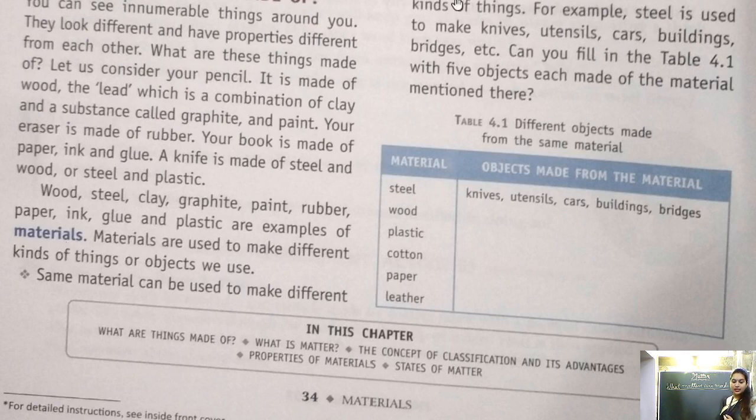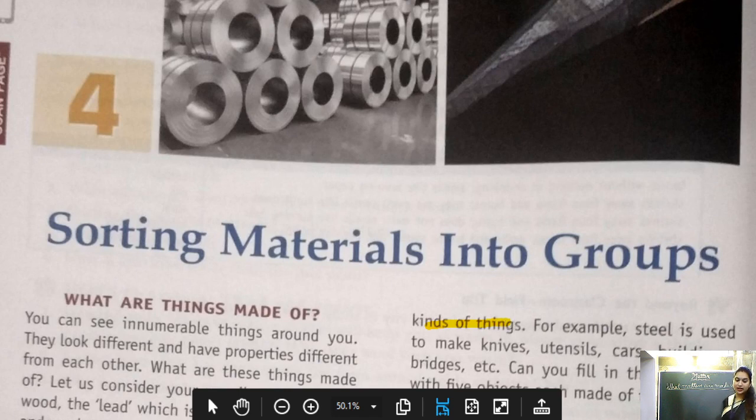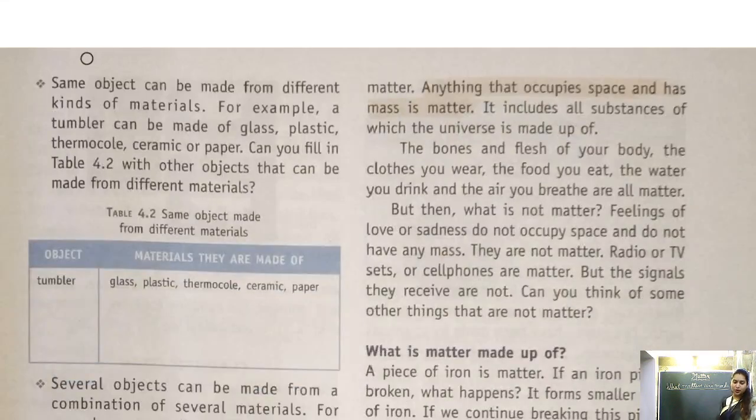First, same material. First we have learned the same material can be used to make different kinds of things, like steel can be used to make knives. It can also be used to make utensils. It can also be used in cars and buildings. Okay. So one material can be used to make 2 or more things. Clear?